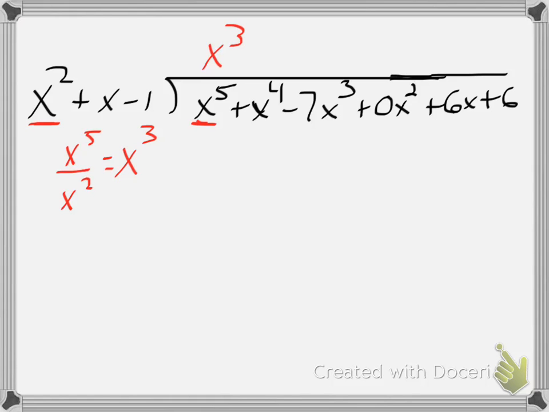Now, using the same form of long division that you may have learned in elementary school, I'm going to take my x to the third and multiply it times all three parts of my divisor and put them under the appropriate spot in the long division area. So x to the third times x squared gives me x to the fifth. X to the third times x gives me x to the fourth. X to the third times negative 1 gives me minus x cubed.